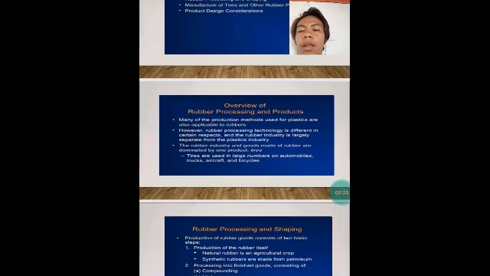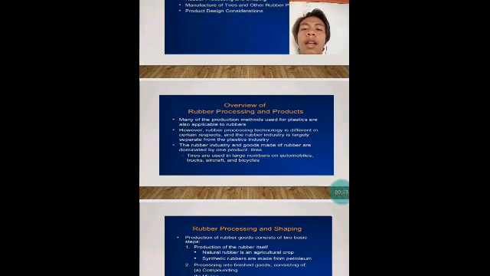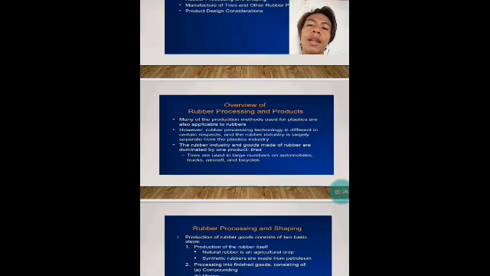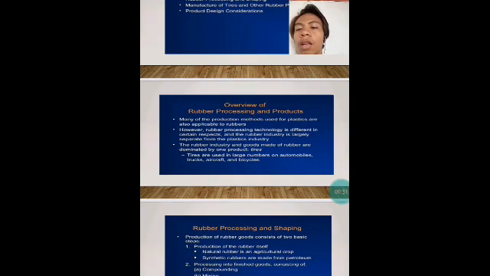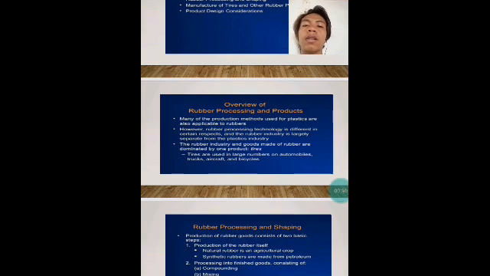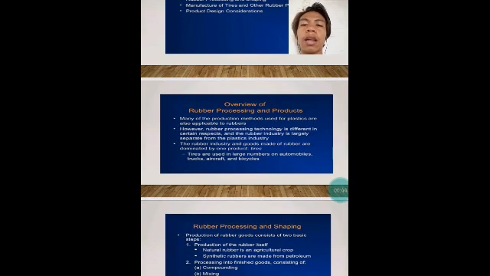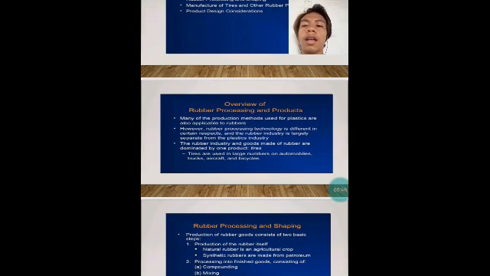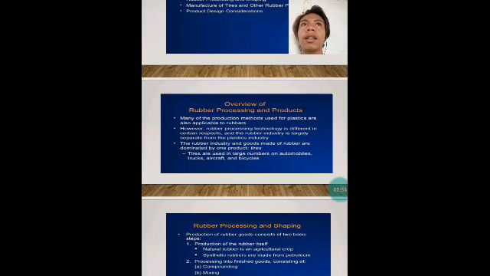Many of the production methods used for plastics are also applicable for rubbers. However, rubber processing technology is different in certain respects, and the rubber industry is largely separate from the plastics industry. So rubber and plastic really have differences. Rubber is more elastic.